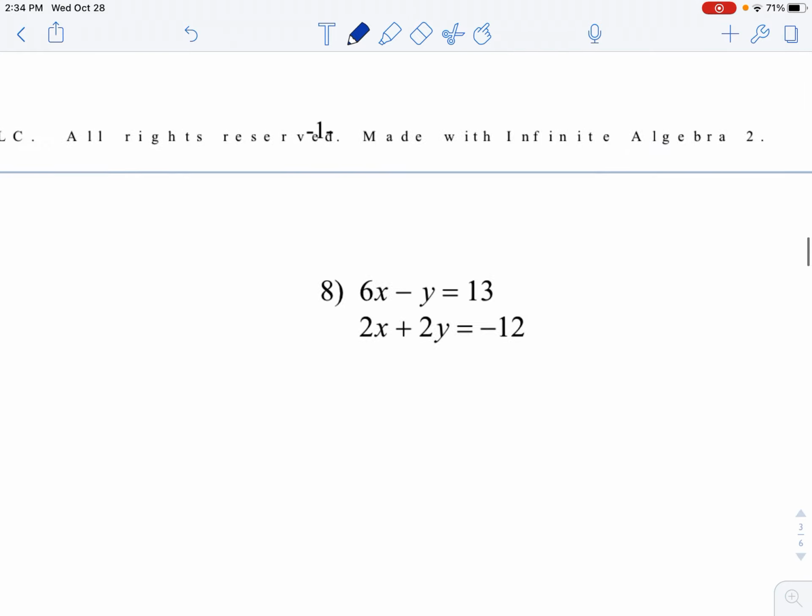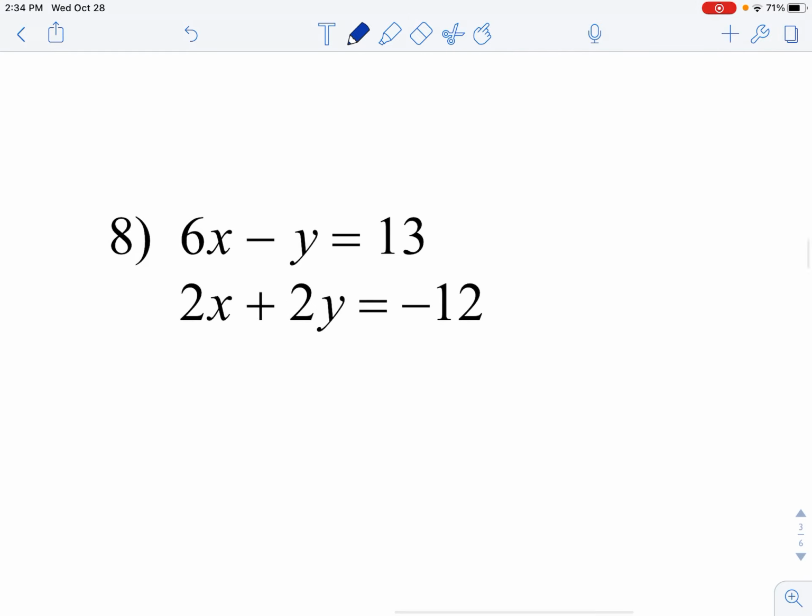All right, so looking at number 8, these are not going to automatically cancel. Those are not going to automatically cancel. We're going to have to multiply something. To me, the simplest thing is if I can stick a 2 right there, negative 2 plus 2 cancels out. So I want a 2 there. That means I need to multiply this whole equation by 2.